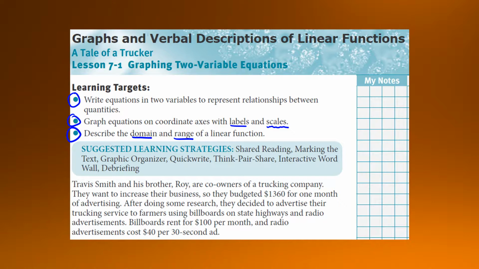All right, so let's start out here. Travis Smith and his brother Roy are co-owners of a trucking company. They want to increase their business, so they budgeted $1,360 for 1 month of advertising. After doing some research, they decided to advertise their trucking service to farmers using billboards on state highways and radio advertisements. Billboards rent for $100 per month, and radio advertisements cost $40 per 30-second ad. All right, let's see what we're going to do with that.